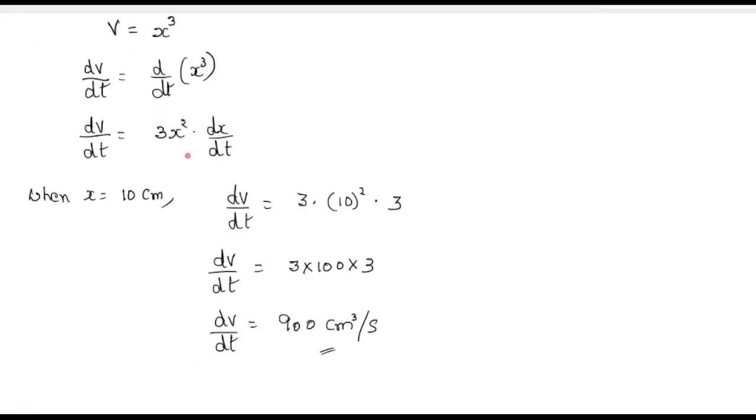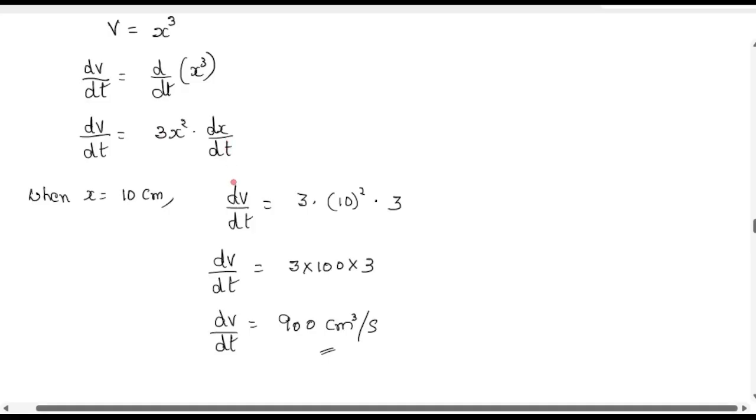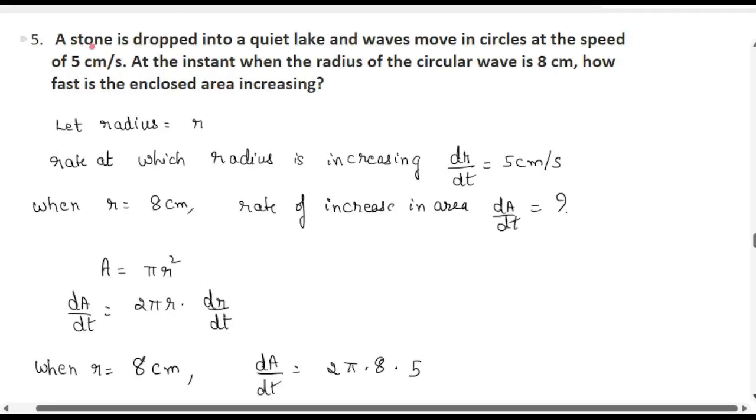Now substituting the value of x and dx by dt, we get dV by dt equal to 900 centimeter cube per second. A stone is dropped into a quiet lake and waves move in circles at the speed of 5 centimeter per second. At the instant when the radius of the circular wave is 8 centimeter, how fast is the enclosed area increasing? So what is given?